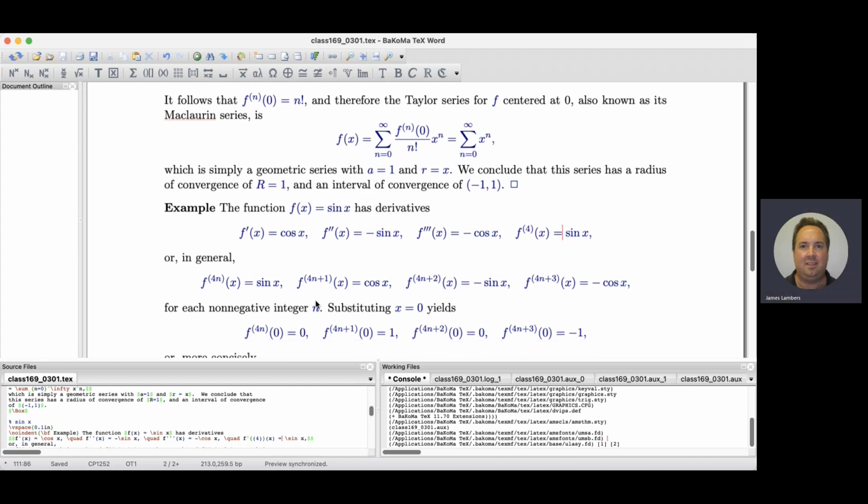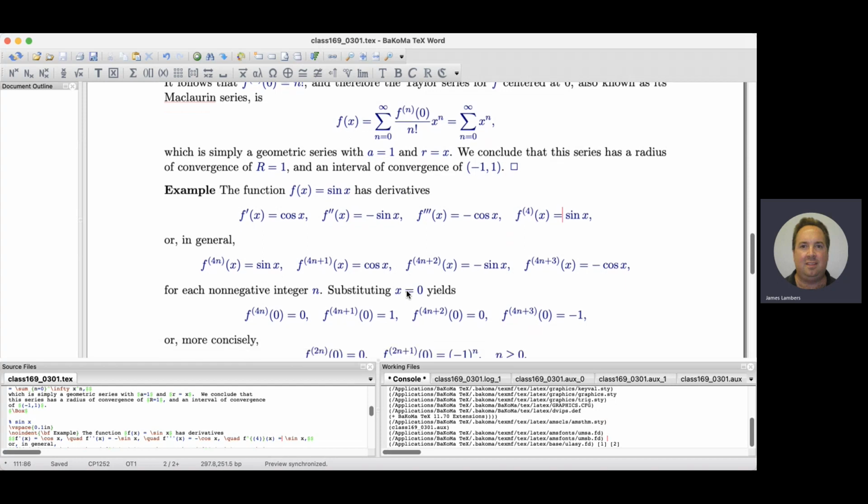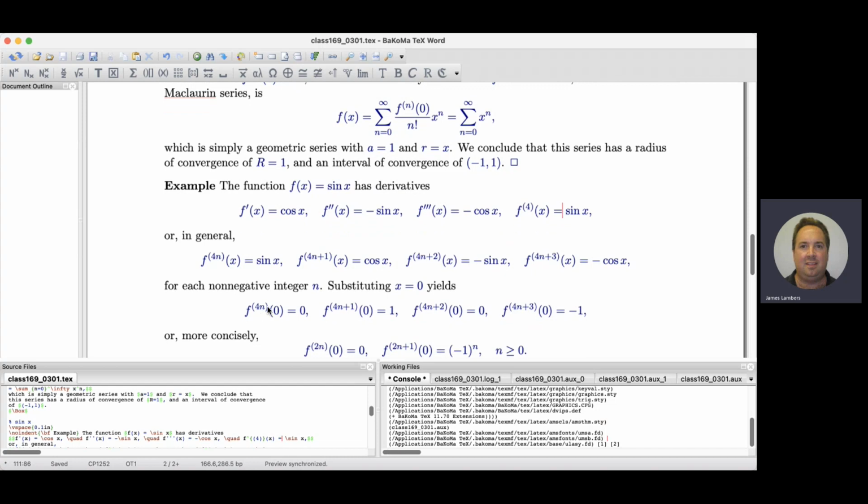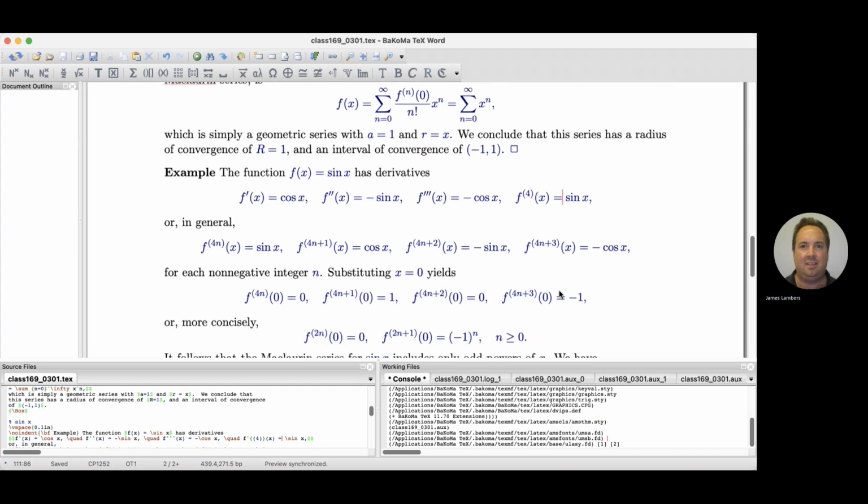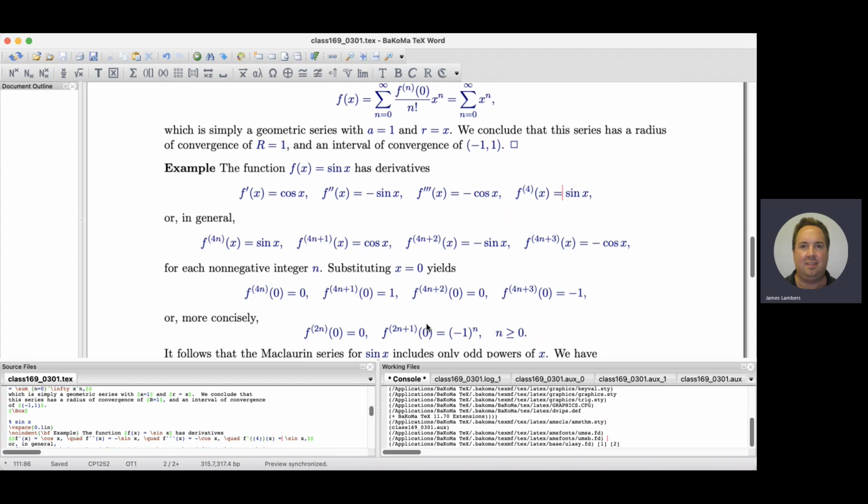Now, if I substitute x equals 0 into all of these, sine of 0 is 0, and cosine of 0 is 1. So it turns out that all the even order derivatives of sine at 0 are 0, and all of the odd order derivatives are equal to plus or minus 1. Or I can condense it like this.